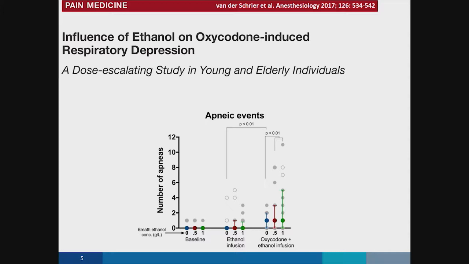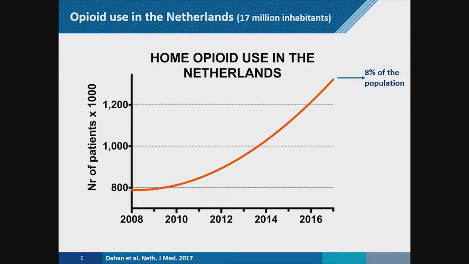We spoke a little bit this morning about the opioid epidemic in the US. We're a very different country from the US. We're a very small country. We only have 17 million people. But we also have an opioid epidemic, but it's very different in nature than the opioid epidemic in the US. This is the increase in opioid consumption in the general population in the Netherlands. These are 18 plus people, so these are all adults, and you can see that 8% of the population consumes an opioid. It's almost 1.5 million, and that is a lot for a small country like ours, and you can also see the extreme increase over the last couple of years.